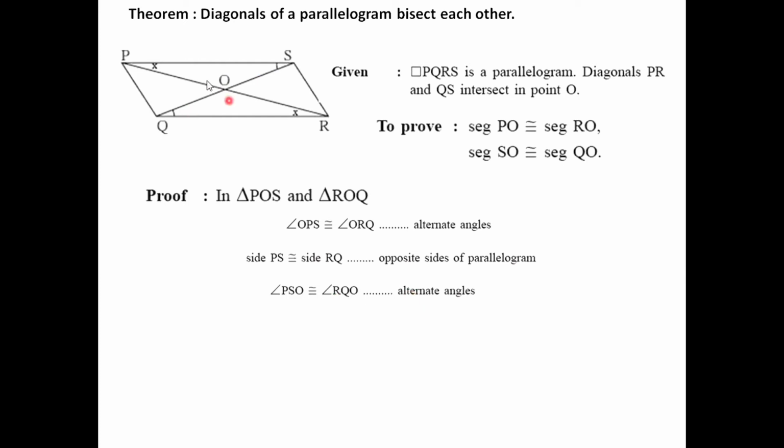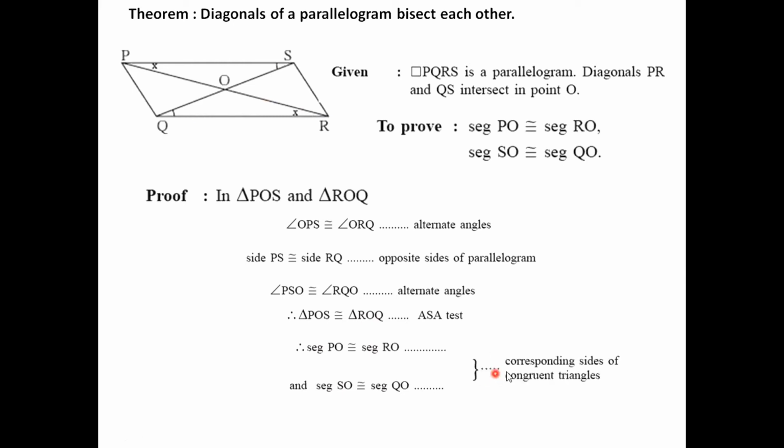So as we can see, for these two triangles POS and ROQ, we have proved that these two angles and the side between them are congruent. So these two triangles must be congruent by ASA test, that is angle side angle test. If these two triangles are congruent, the corresponding sides must also be congruent, that is segment PO is congruent to segment RO. There is another pair of corresponding sides, that is side SO is congruent to side QO, and for both of these the reason is corresponding sides of congruent triangles. So we have proved that PO is congruent to RO and SO is congruent to QO. So in this proof we have proved that diagonals of a parallelogram bisect each other.